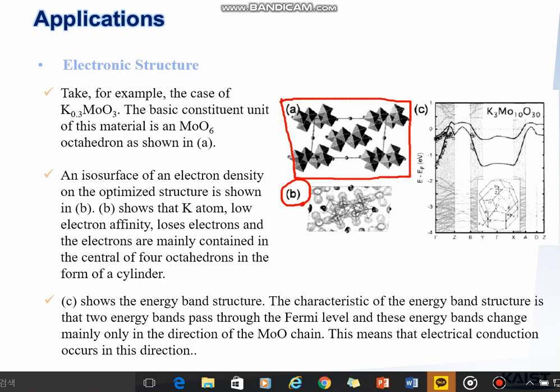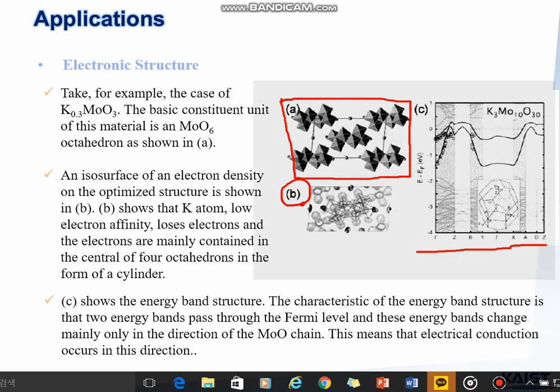Figure C shows the energy band structure. The characteristic of the energy band structure is that 2 energy bands pass through the Fermi level, and these energy bands change mainly only in the direction of the MO chain. This means that electrical conduction occurs in this direction.